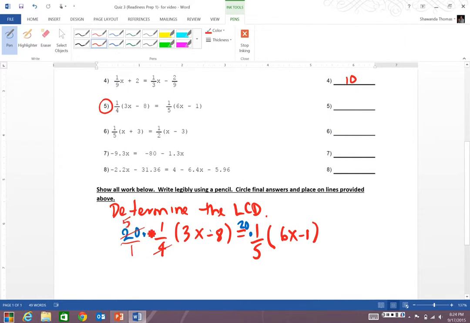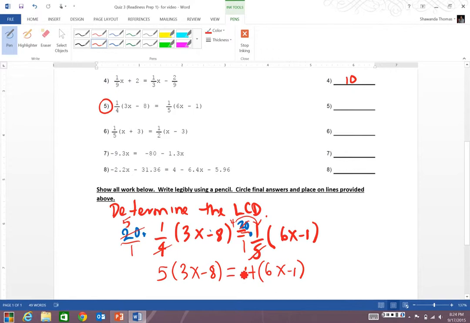Now we have 5 times 1 left over. Then we will rewrite our parentheses. Again, this is a 20 over 1. So 5 goes into 20 4 times. 4 times that 1 right there is 4. And we write down what's in parentheses.